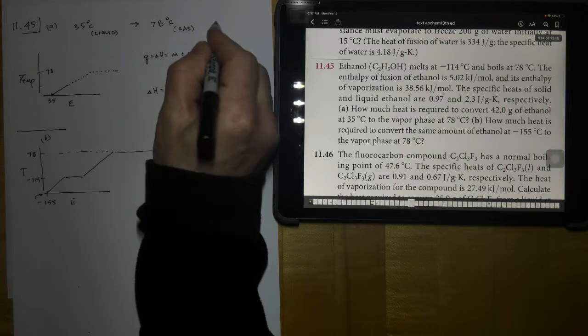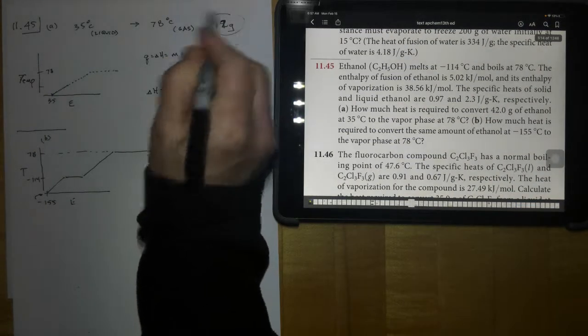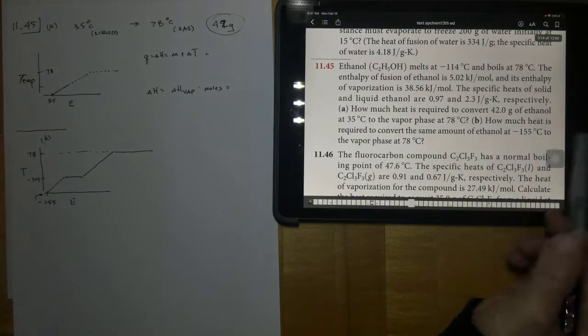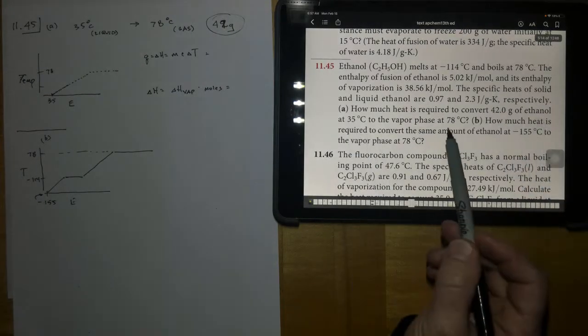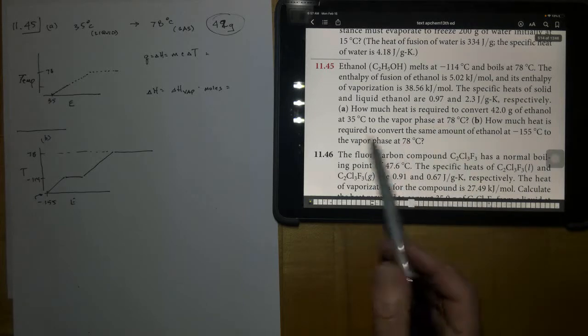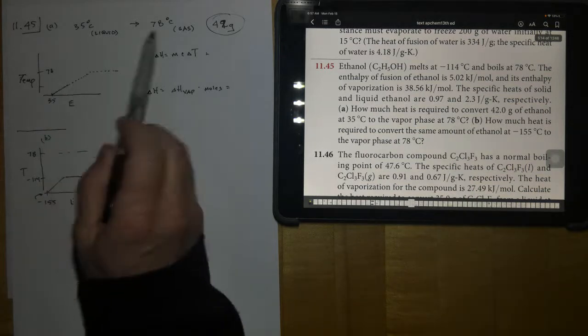So we have 42 grams right here, and 2 sig figs, so we're going to end up with 2 sig figs at the end. From 35 to 78, so 35, that's a liquid phase, to 78 right here.